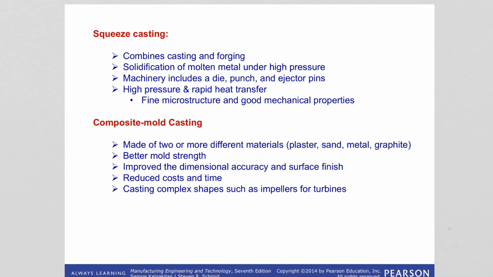Squeeze casting is a combination of casting and forging. Right now, when you say forging, think about hammering a metal, okay? It is a combination of casting and forging in which the molten metal is poured into a preheated lower die, and then the upper die is closed to create the mold cavity after solidification begins.